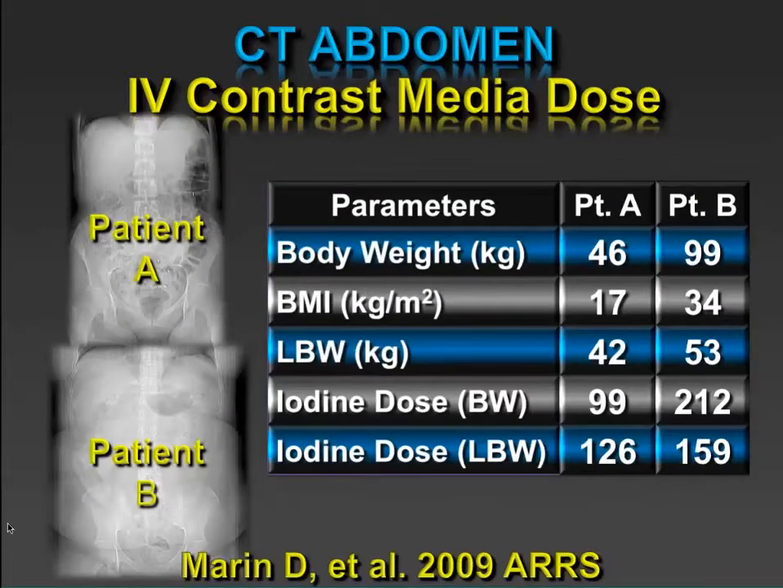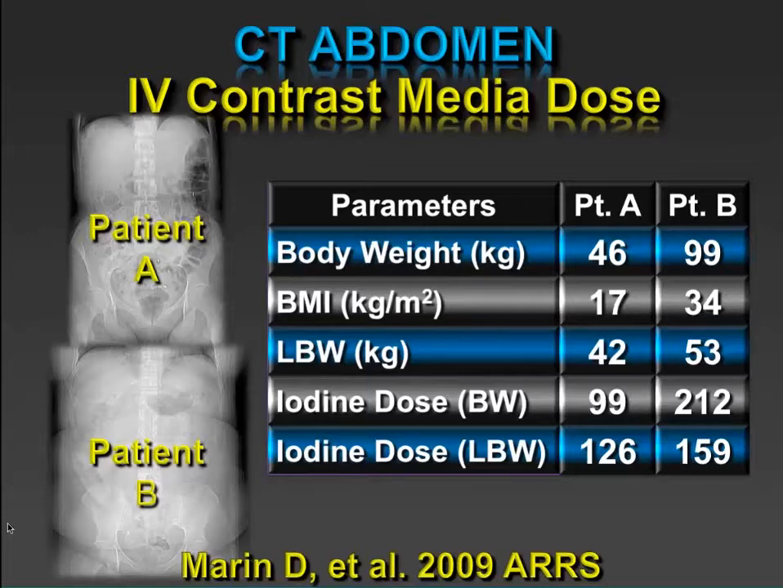Let me show you an example. Here are 2 different patients, patient A and patient B. They're clearly very different in body habitus. One patient weighs 46 kilograms, the other 99 kilograms. You can see that the BMI is basically twice as high in patient B as it is in patient A. Their lean body weight, however, from a single axial slice through the pelvis wasn't that different: 42 kilograms in one and 53 in the other.